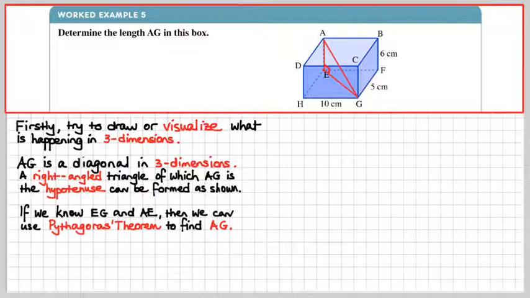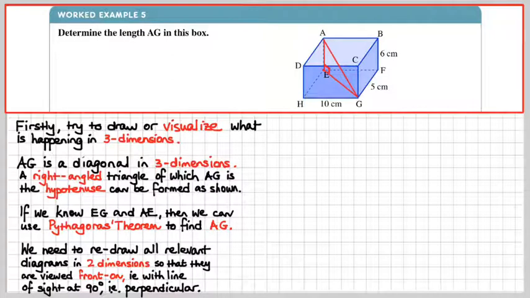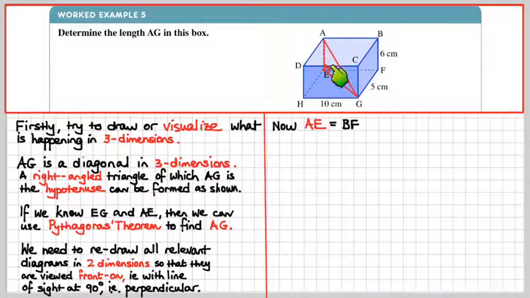Good? Great. Now if we know EG and AE, then we can use dear old Pythagoras' theorem to find AG, because that's the hypotenuse, isn't it? You get it? Yes, now we do, this is very important, we do need to redraw all relevant diagrams in 2 dimensions so that they may be viewed front on, with line of sight at 90 degrees, that is perpendicular to them, so that the right angles look like right angles, yes? Now, having said that, we know that we're trying to get these 2 sides here, right? So we can get this third one by Pythagoras' theorem.